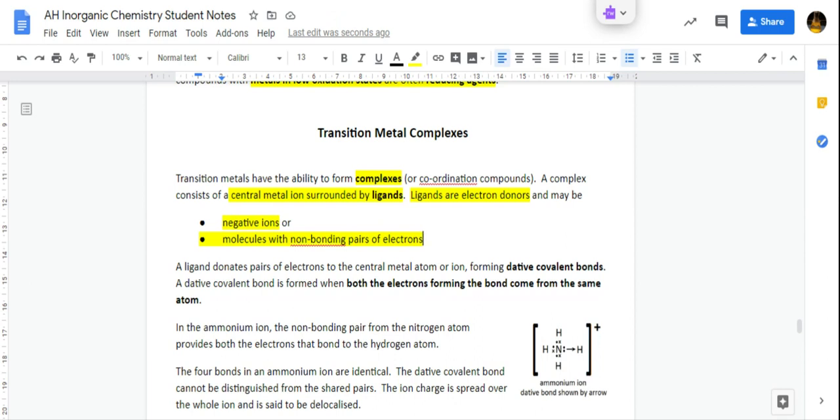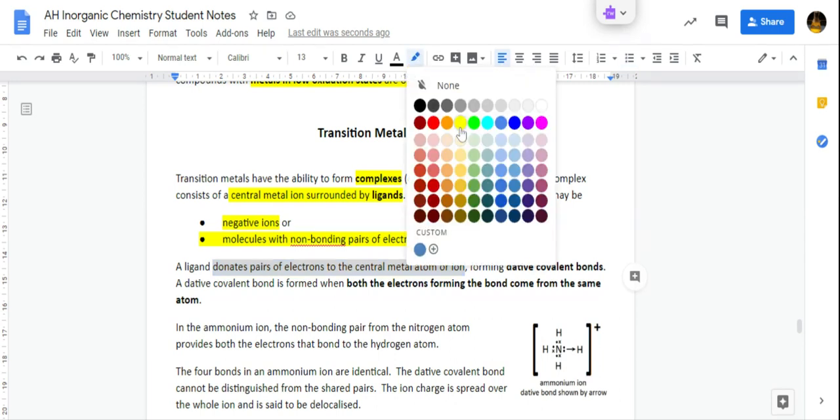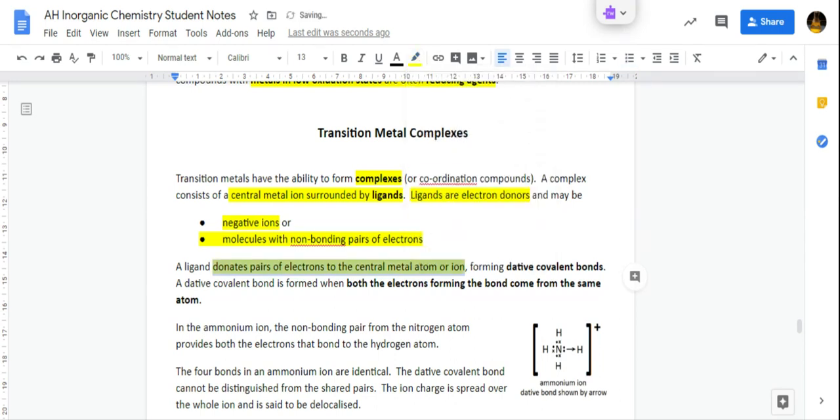For water, instead of writing H2O, when we're using it as a ligand, we write the formula for water as OH2. We put the atom that bonds to the metal first of all. So a ligand donates pairs of electrons to the central metal atom, or it could be an ion. And these form a type of bond called a dative covalent bond.